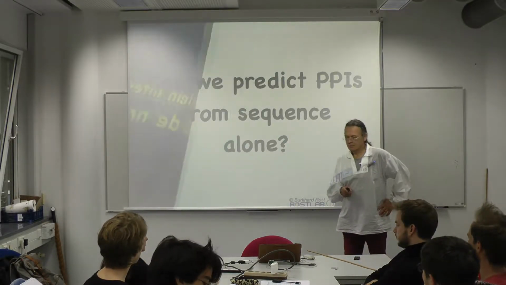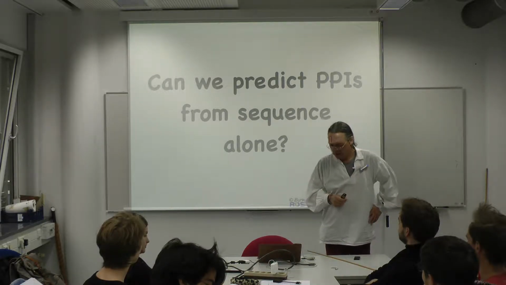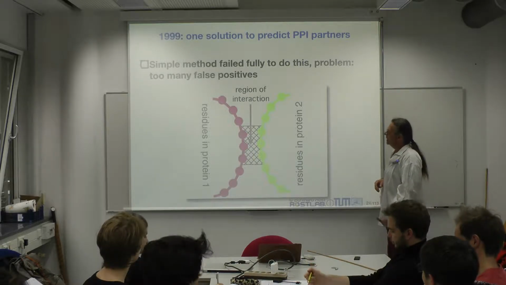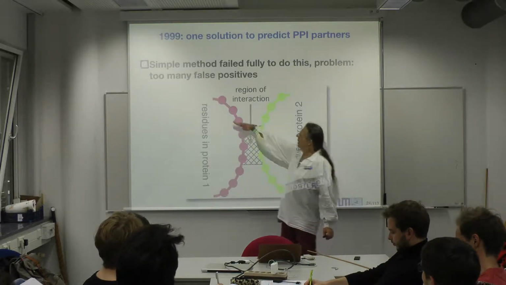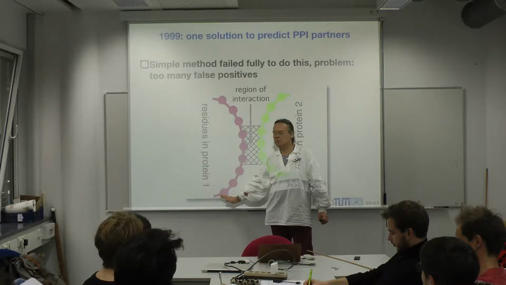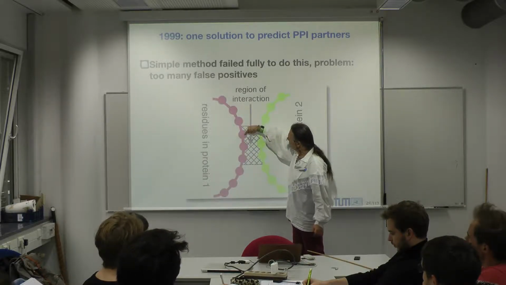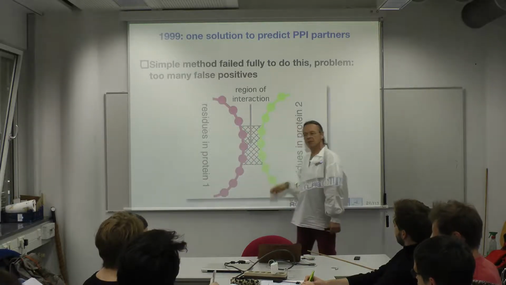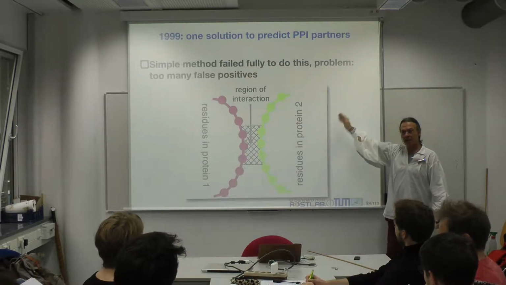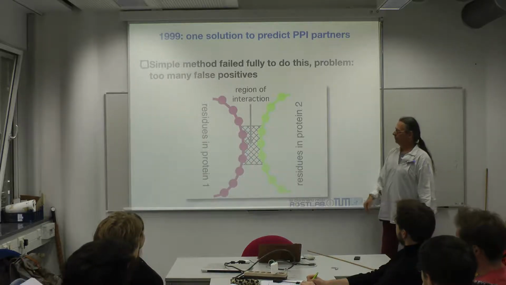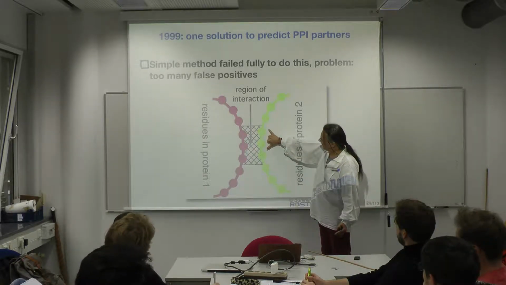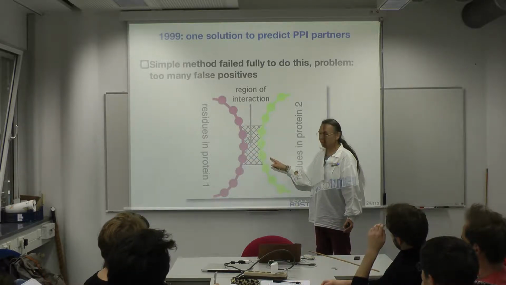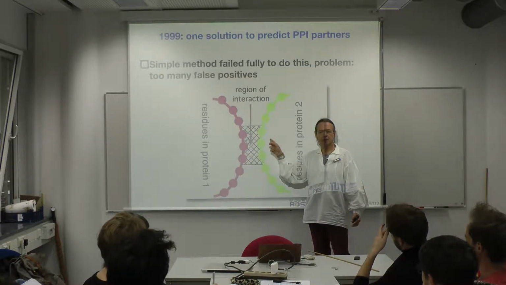Can we predict protein-protein interactions from sequence? The first way in which I tried to do this was the following idea. I take a part from protein 1, shown here, 1, 2, 3, 4, 5, 6, 7, 8, 9 consecutive amino acids, and 9 consecutive amino acids from protein 2. And I have some overlap region here.